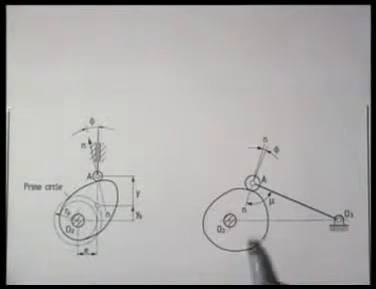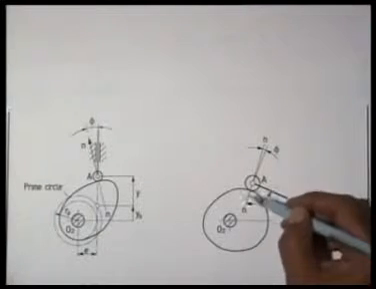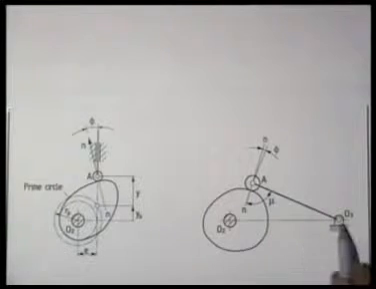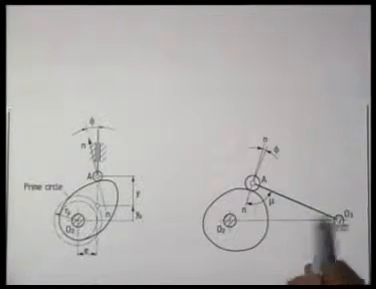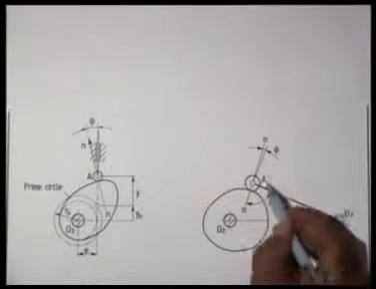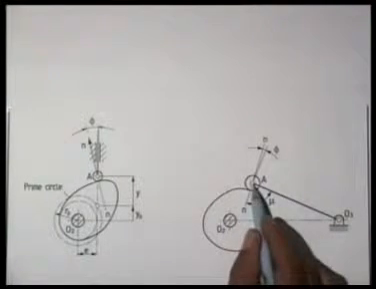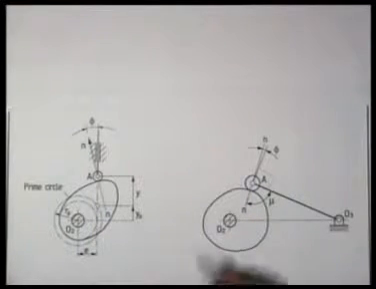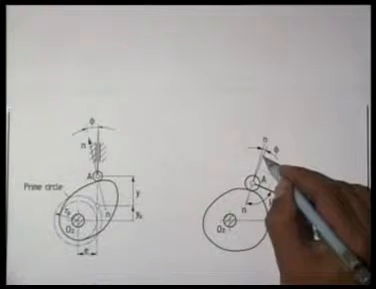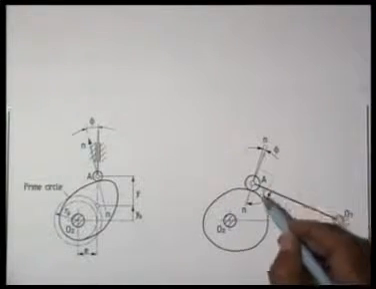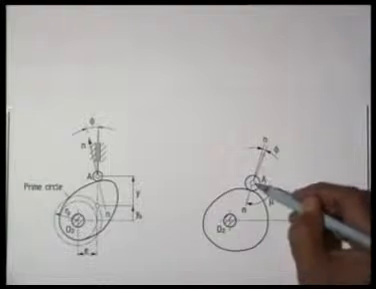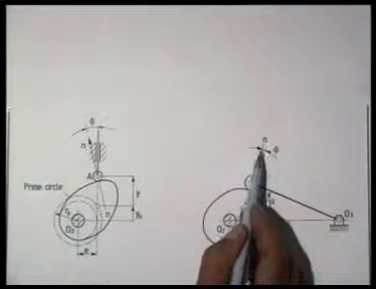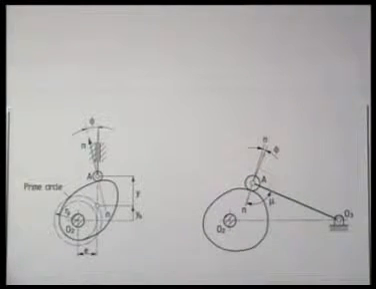Similarly, for the oscillating roller follower, let this be the common normal passing through the roller center, and the follower is hinged here, so the velocity of this point A is perpendicular to O3A, that is, this angle is 90 degree. So this is the direction of the movement or velocity of the point A, and NN is the direction of the contact force. So the angle between these two we call the pressure angle phi.